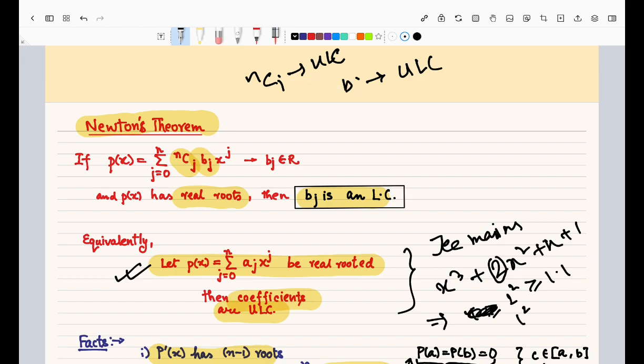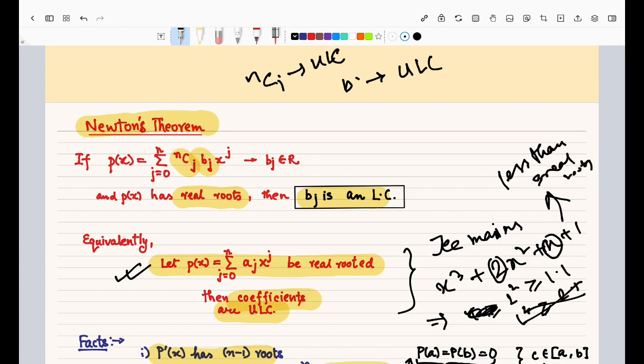If I take this as the middle term, then 2 squared. If I take this one as the middle term, then 1 squared must be greater than or equal to 2 into 1. But that is a false statement. Therefore this has less than 3 real roots.